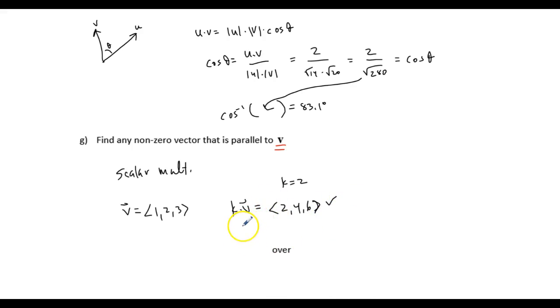If I want to pick one in the opposite direction, I can pick a negative scalar, like k equals negative 1/2. That's going to stretch it by a factor of 0.5, so shrink it in half, and then turn it in the other direction. So I would just multiply all the components by negative 1/2, and I'd get negative 1/2, negative 1, negative 3/2. So there's all kinds of answers. There's obviously an infinite number of answers you could pick here, but here are 2 examples.